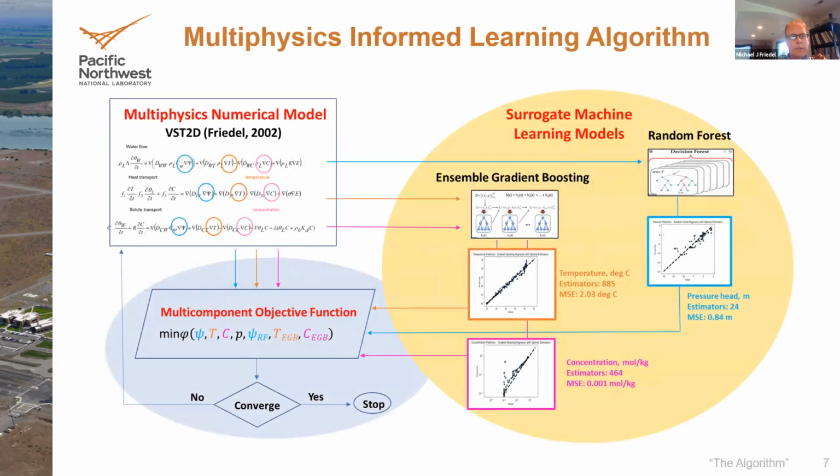The multiphysics-informed learning algorithm proposed here comprises three primary components. In the upper left is a multiphysics numerical model. There are also surrogate machine learning models as a second component. And the third component is a multi-component objective function, of which I'll briefly describe these components next.